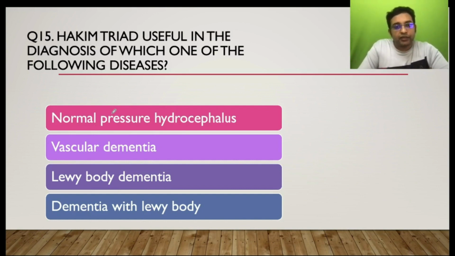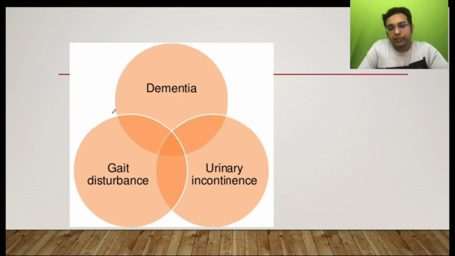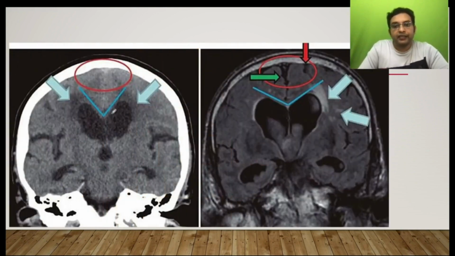So is it NPH, vascular dementia, Lewy body dementia, or dementia with Lewy body disease? This is a pretty easy question. You must all have answered it in the recently concluded AIIMS. This is a combination of dementia, gait disturbance and urinary incontinence, which we call the Hakim-Adams triad, and this is characteristically seen in NPH.